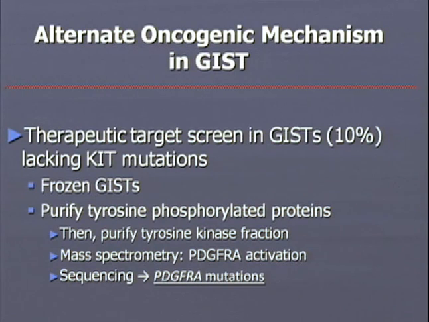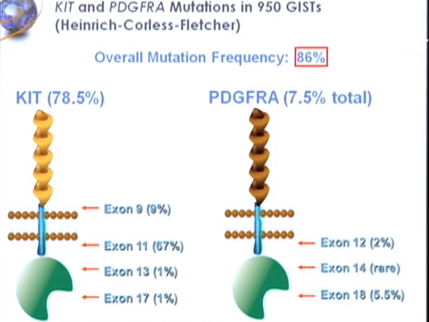We used mass spec, and lo and behold, what we found was lots of PDGF receptor alpha, platelet-derived growth factor receptor alpha. So Mike Heinrich and Chris Corliss, our collaborators, then sequenced PDGFRA in those cases and quickly found that there were mutations just like those in KIT. So that leads us up to the slide that Drs. Berman and Rout both showed earlier today with these various different mutations.